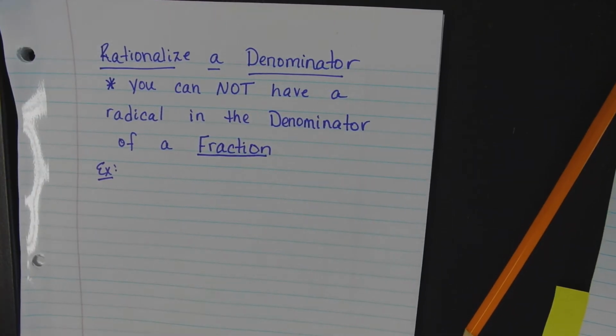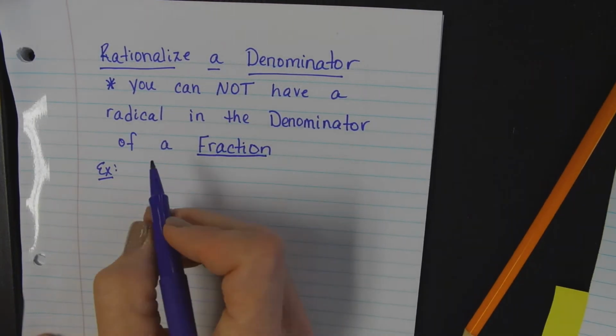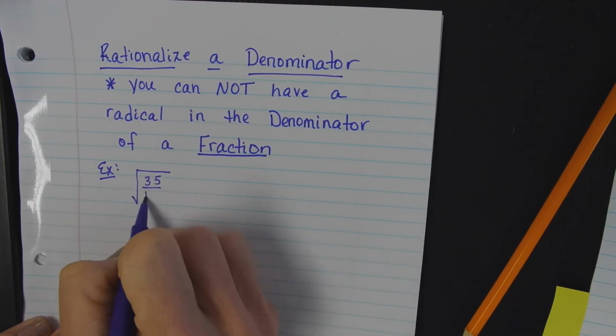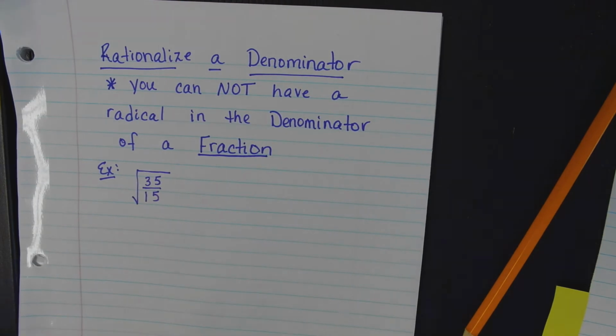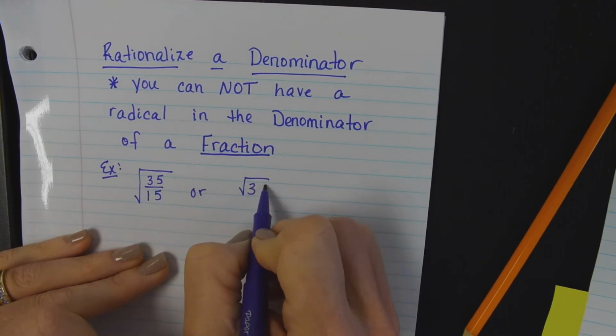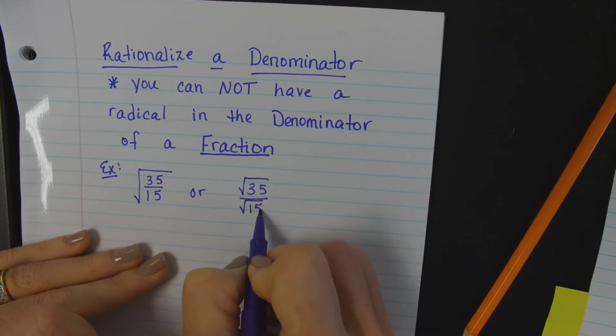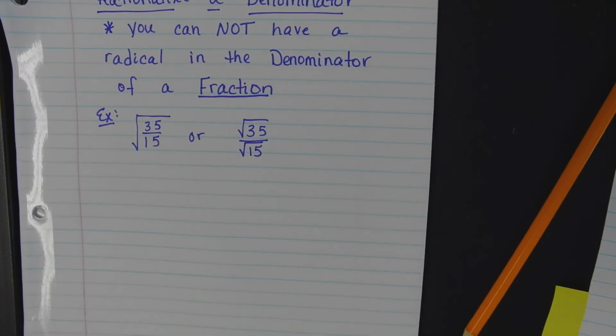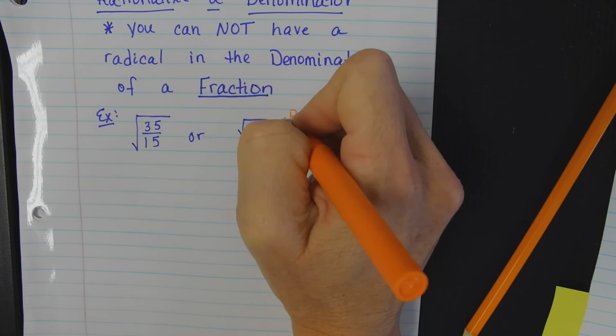But believe it or not, the fraction part's not the hard part. Okay, let me give you an example. I'm going to give you steps here. I think you're going to like the steps. This can be written like this, or square root of 35 over the square root of 15. You will see it in both ways. Okay, I urge you to make sure you're taking notes. I prefer this way.